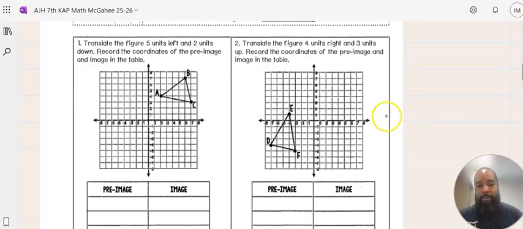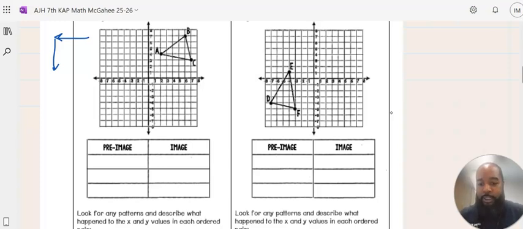But let's look at this first example, number one, and it wants us to translate this figure or slide it 5 units to the left, okay, and 2 units down. So it's looking like left and then down, right? So we are gonna first write our first point, which is A. A is 2 comma 4. B is 6 comma 7. C is 7 comma 3.